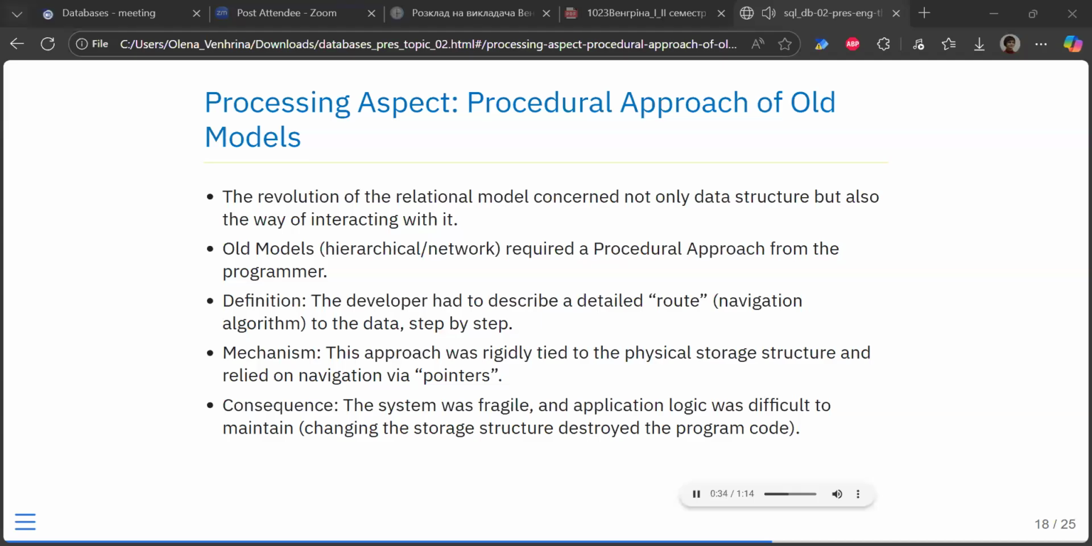The summary gives a great example. The programmer literally wrote instructions. Take the pointer to the university record, find within it the list of pointers to faculties, go to the first pointer, check the faculty name, if not the one, return and take the next pointer, and so on. As you understand, this was incredibly complex and, worst of all, fragile. The program logic was rigidly tied to physical data storage. If the database administrator decided to change the file storage method, optimize the structure, all program code relying on old pointers instantly stopped working. The relational model offered a radically different, much more powerful solution.